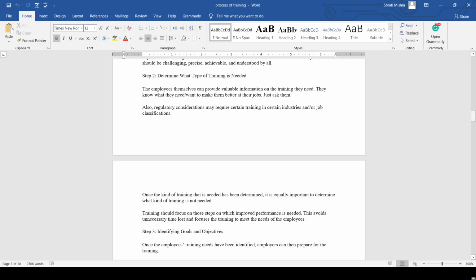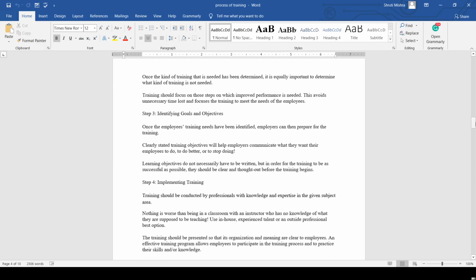The third one is to identify the goals and the objectives. Once the employee training needs have been identified, the employers can then prepare for the training. Clearly stated training objectives will help the employers to communicate what they want their employees to do, and to do better at what they are doing. Learning objectives do not necessarily have to be written, but in order for the training to be as successful as possible, they should be clear and thought out before the training begins.